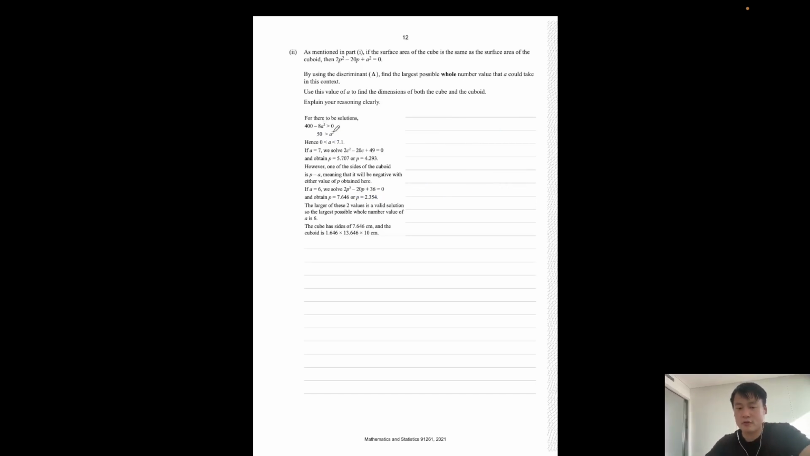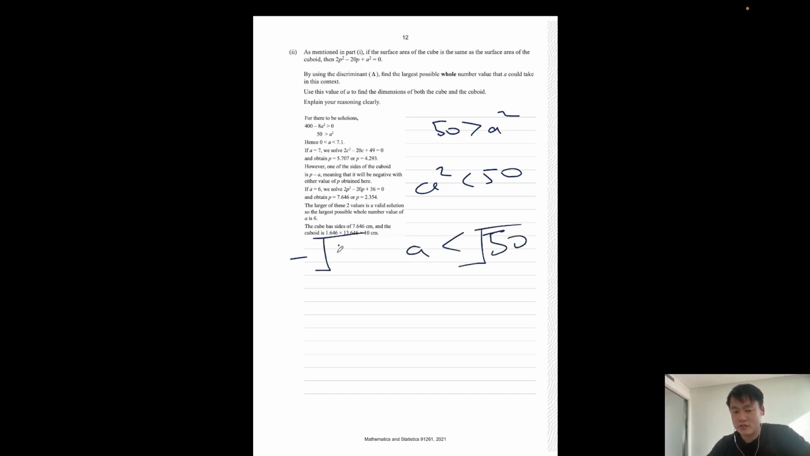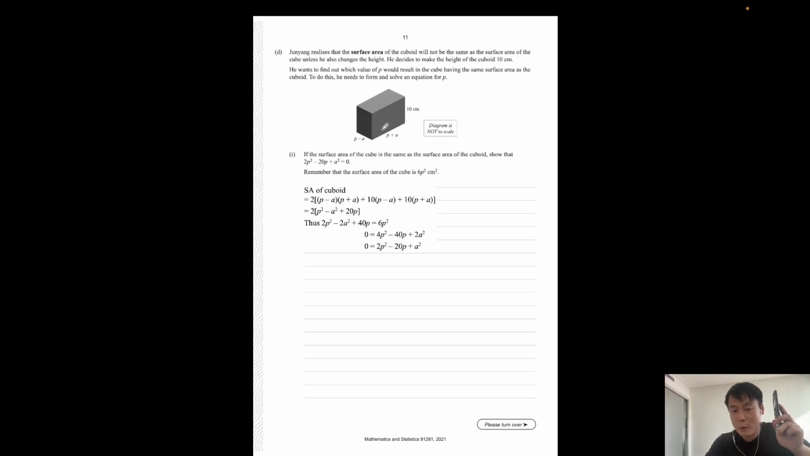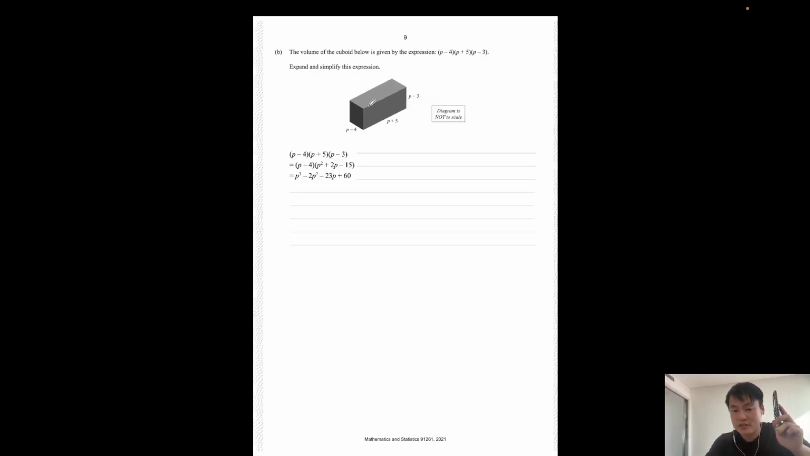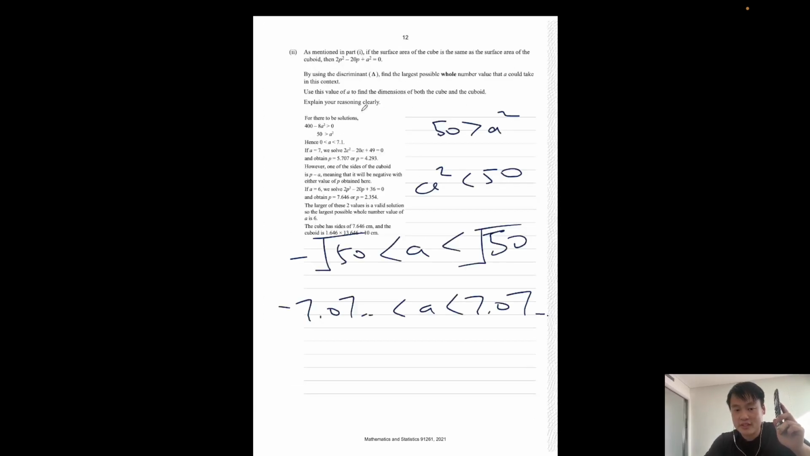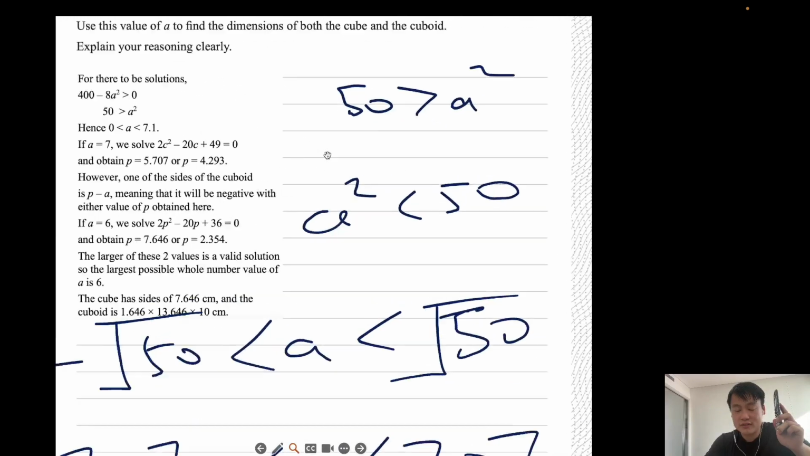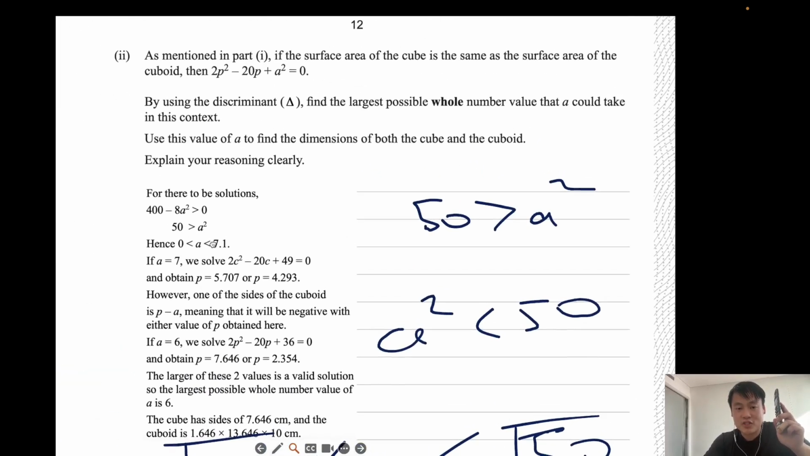Remember the question from before? We got up to 50 is greater than a squared. A squared is less than 50. And that explains why a is between negative square root of 50 and square root of 50. Type that in on your calculator. It's like 7.07, isn't it? So it's technically negative 7.07 recurring and then 7.07 recurring. Now, remember what a is? Remember a is a certain dimension over here? It's an actual length. Do you understand for this question over here, we can't actually have what? We can't have a negative dimension, can we?